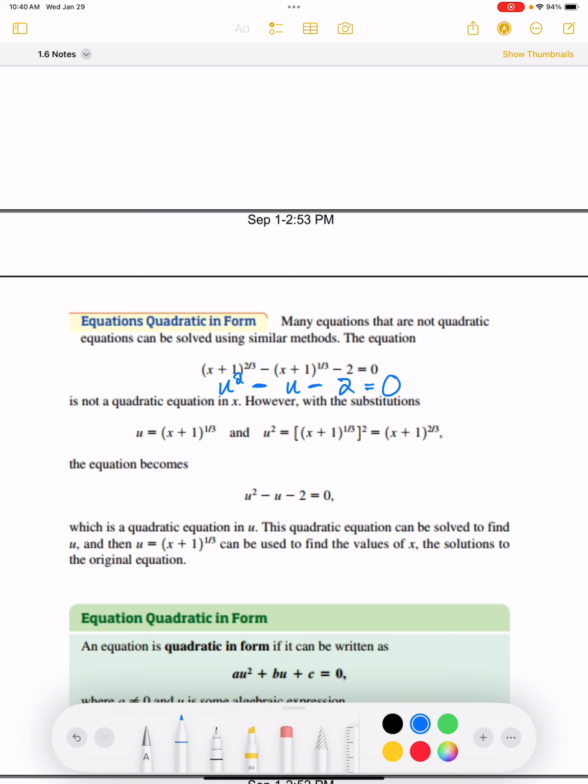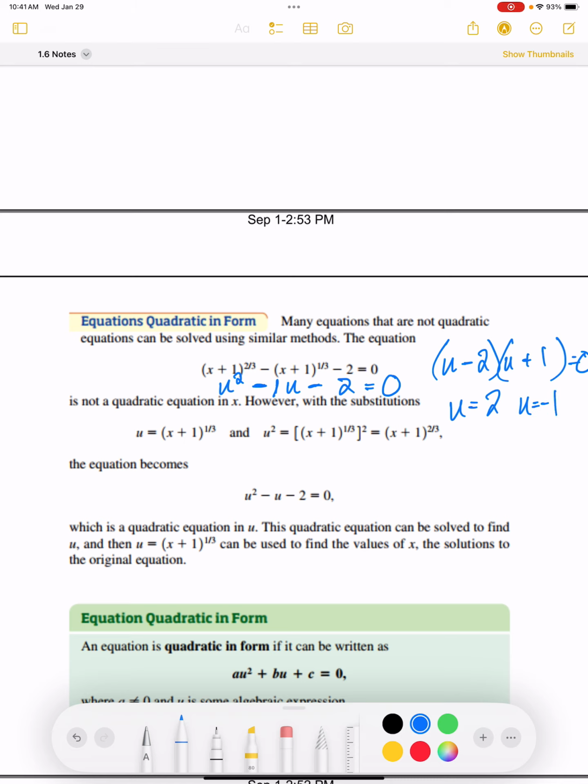Well, now we can factor this like a quadratic. You can say, I've got two sets of parentheses equal to 0. What can I multiply together to get u squared? Well, that's u and u. And what two numbers can I multiply together to get -2 and when I add them together, I get -1, because that's a -1u? That's going to be a -2 and a +1. Now we can say u is equal to 2 and u is equal to -1.